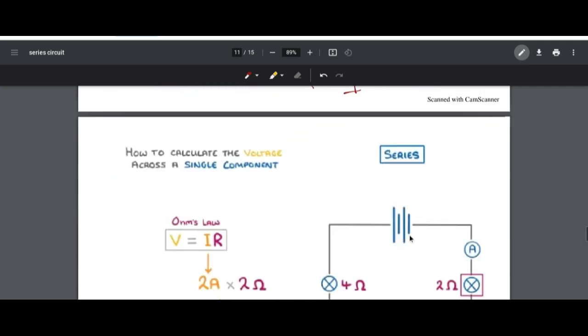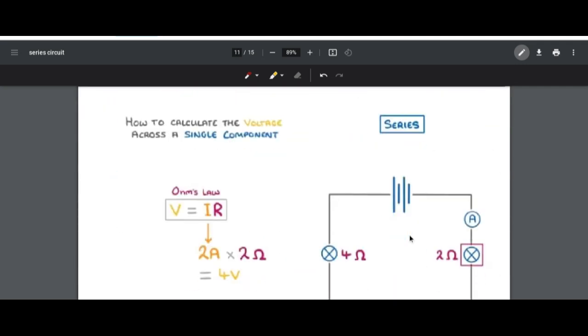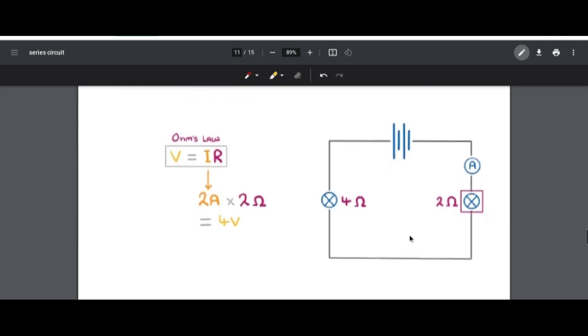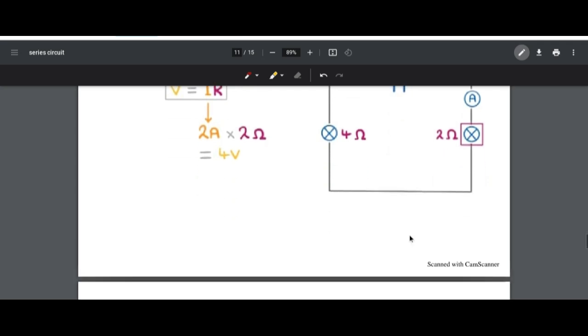Okay? So to find the voltage across the other component, we could do the same thing again. Because we know that the total voltage must be the same as the battery, which was 12 volts, we could just do 12 minus 4, and the other lamp must have a potential difference of 8 volts. If you know the formula, you can find anything that is missing in the circuit by using this formula. Got it?